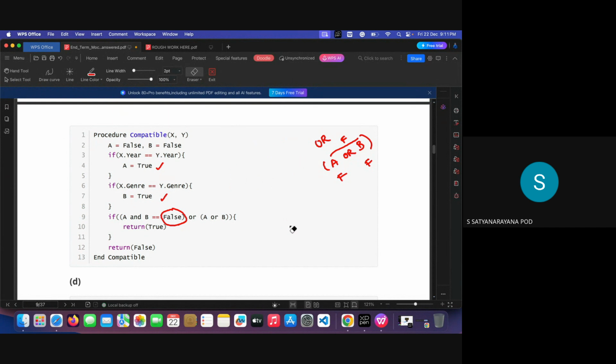Whenever an if condition is used with a simple variable, something like this, what happens is it checks that the default is true. It is true. Clear? If A means if A value is true. Clear? Fine? Is it clear?